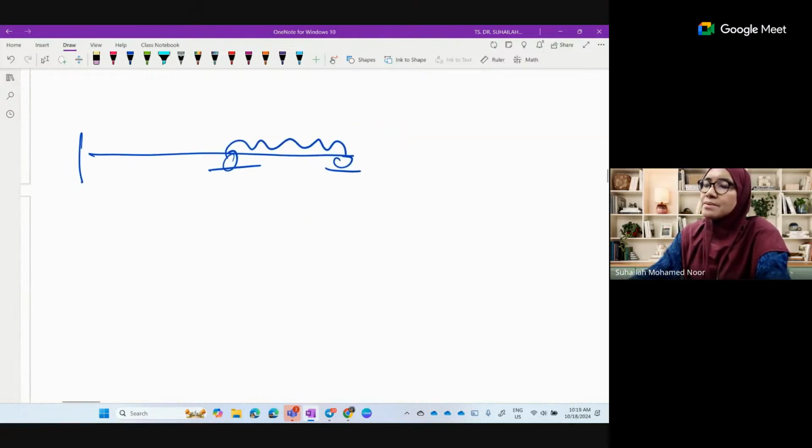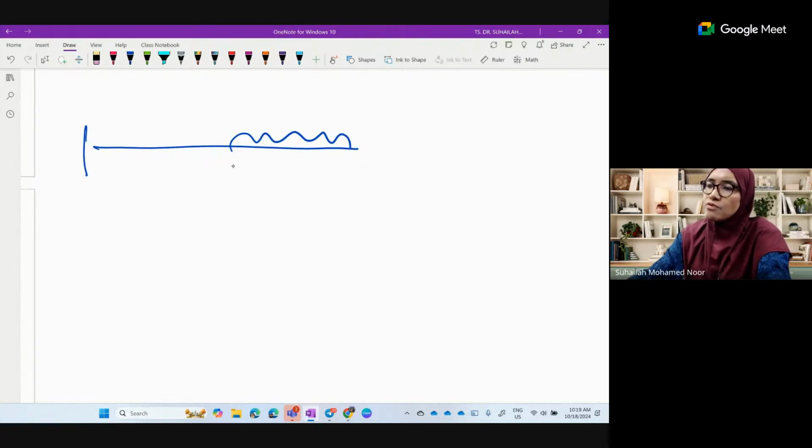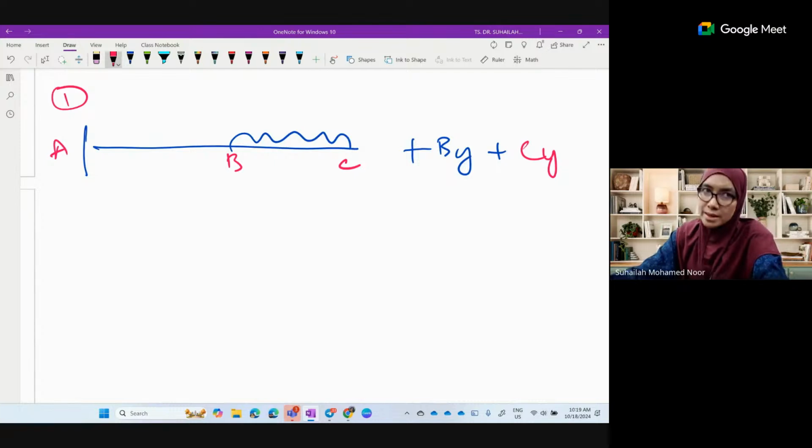Possibility number 1: we remove BY and CY. So to analyze the actual beam, the first possibility is a cantilever beam plus 2 redundant system.